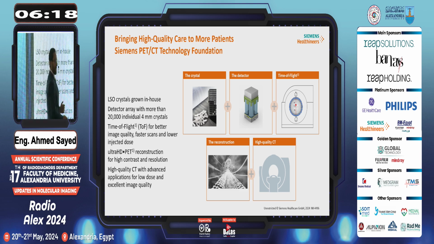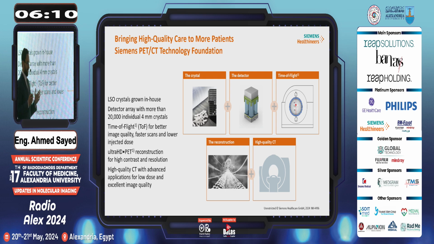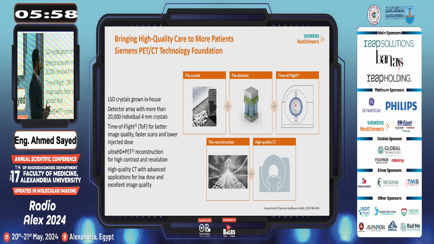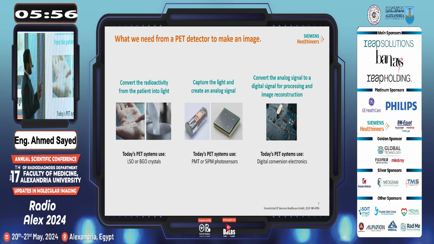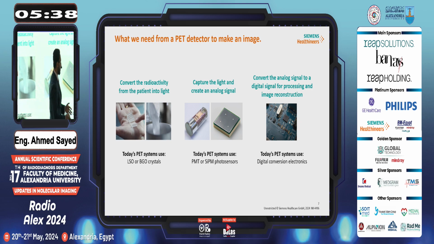In Siemens, we grow the crystal in our factory. We have a dedicated crystal factory to invent the most efficient crystal element for our systems. So crystals in Siemens are grown in our factory, okay? As we discussed in the previous slides, this is the first part, the crystal, BGO or LSO crystal. We will deep dive into each part. And then the photosensor, PMT or SiPM. Then the last part is the digital conversion electronics.